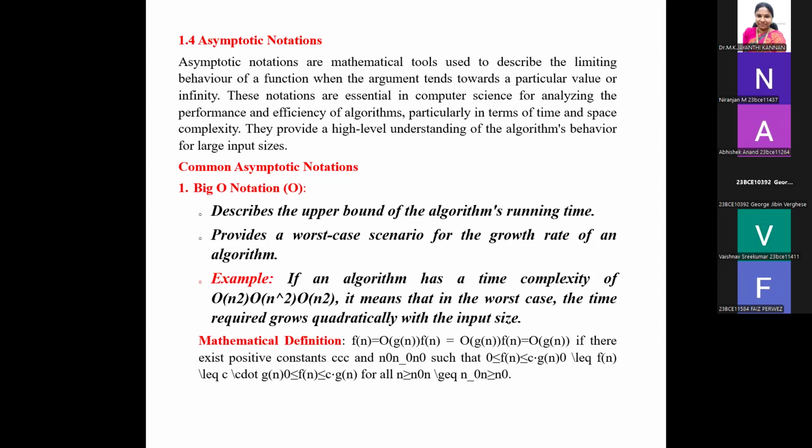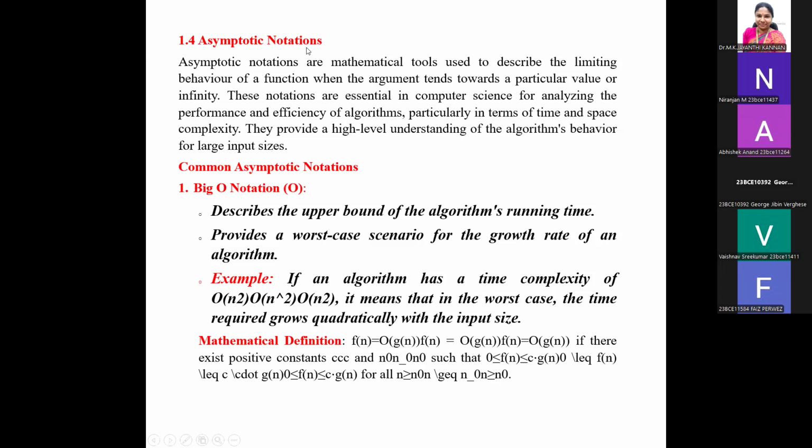So by taking all those parameters into consideration, we are creating a formula for n inputs in bubble sort. The runtime complexity will be order of n square, but in case of binary search, it will be order of log n. If it is quick sort, it may be order of n log n. Like that, we are making a formula subject to the conditions, and we are presenting the formula in terms of asymptotic notation. They provide a high-level understanding of the algorithm's behavior for large input sizes.